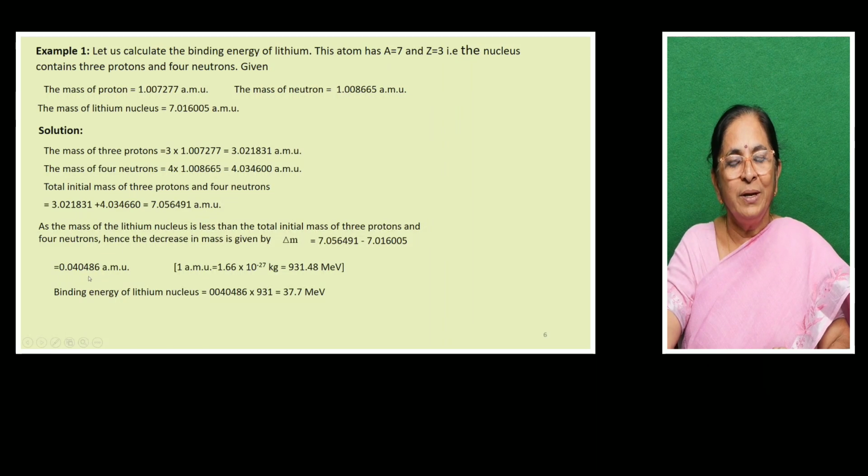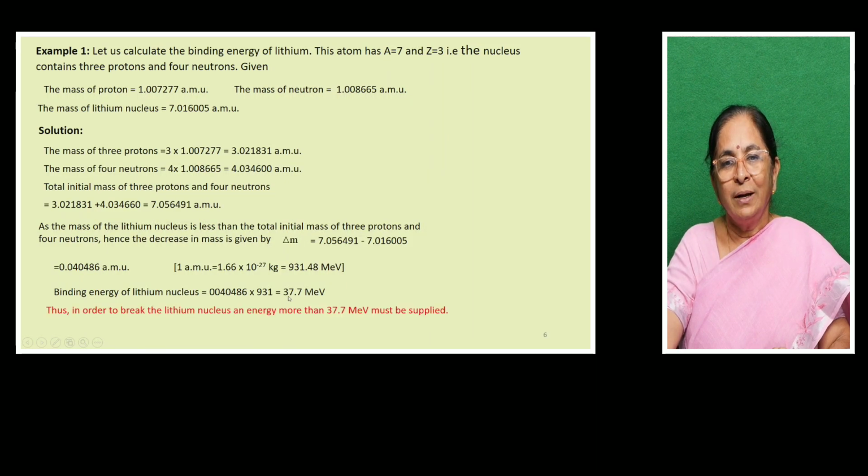That mass defect can be converted into binding energy of the lithium nucleus. This is nothing but mass defect into 931, because one atomic mass unit is equal to 1.66 into 10 power minus 27 kg. This can be converted into million electron volts, so that becomes 931.48. So straight away if you multiply mass defect by 931, you will be getting the binding energy of the lithium nucleus. So here it happens, it is 37.7 million electron volts.